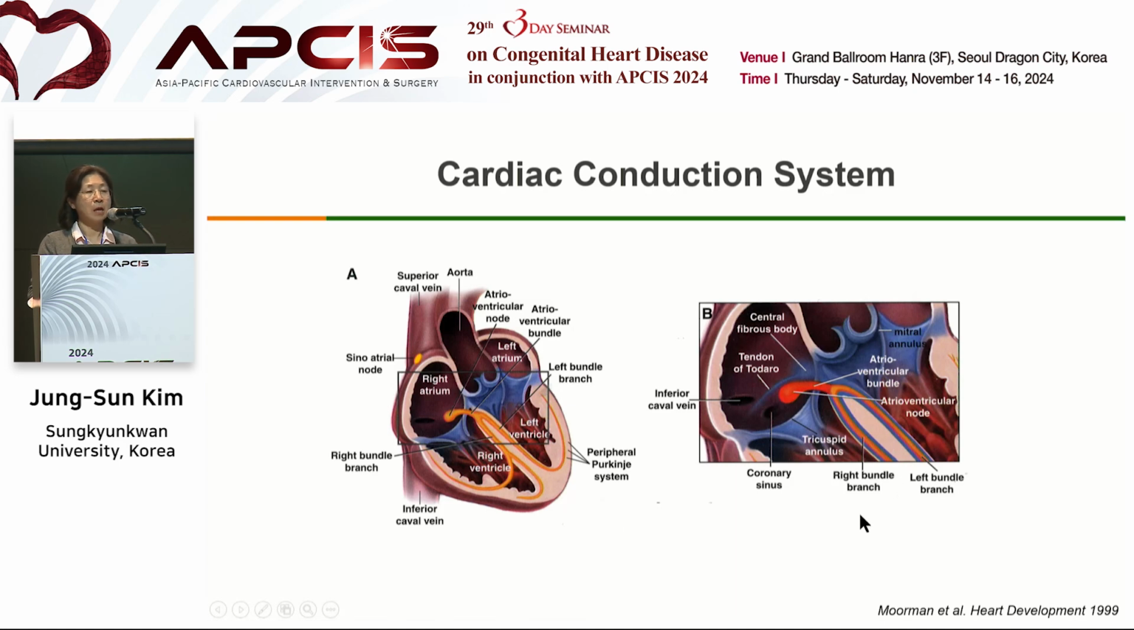The cardiac conduction system, as you know, is composed of the sinoatrial node, a pacemaker; the atrioventricular node, delaying the electric impulse between atria and ventricles; and then the atrioventricular bundle, the only track connecting the atrial and ventricular myocardium in the normal heart, which divides into right and left bundle branches and Purkinje fibers, propagating the electric impulse to the ventricles.